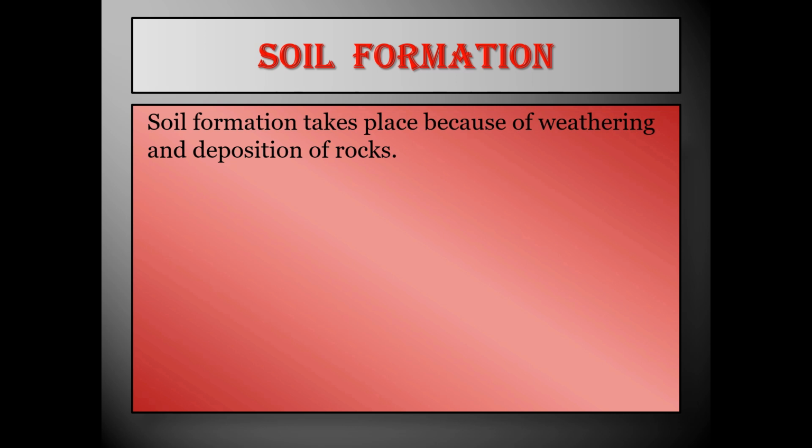What is soil formation? How does the soil form? Or how does soil formation take place? Soil formation takes place because of weathering and deposition of rocks. So, what is weathering? Let us know. Weathering is the breaking up and decay of exposed rocks by temperature changes, frost action, plants, animals, and man. We can also say, in other words, soil is formed by the disintegration of rocks and decayed organic matter by living organisms, water, and air.